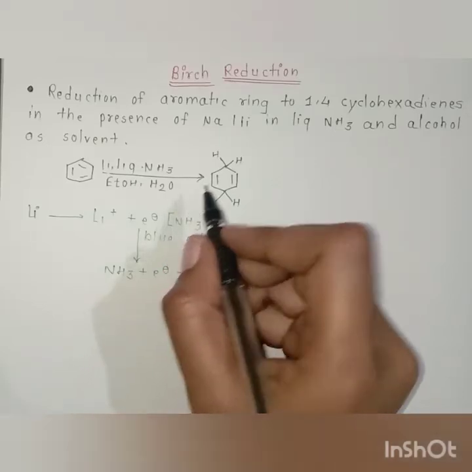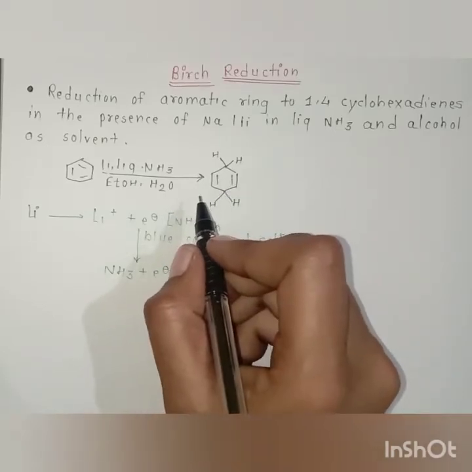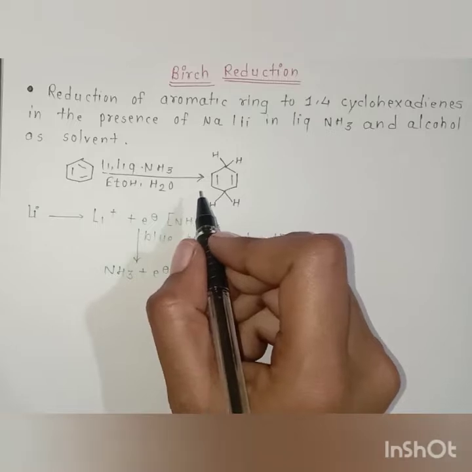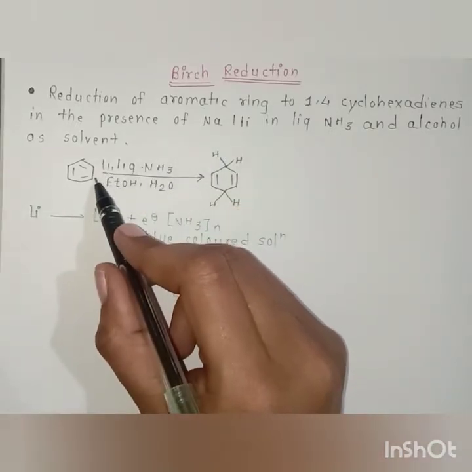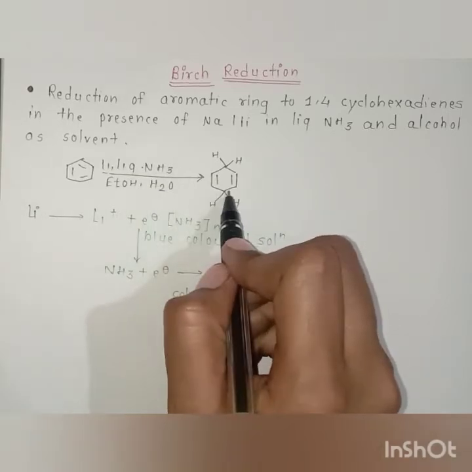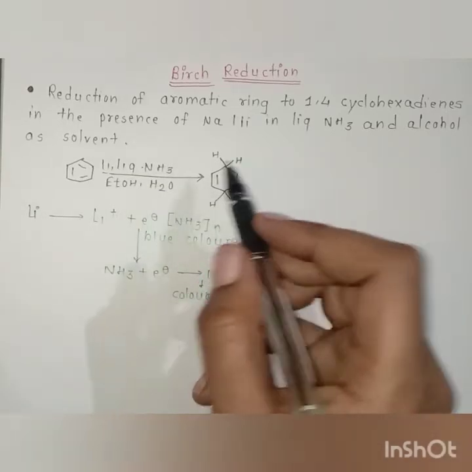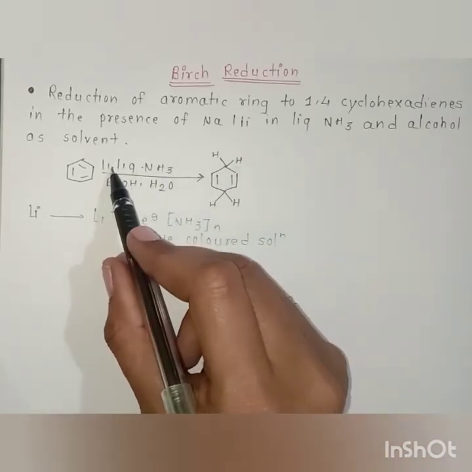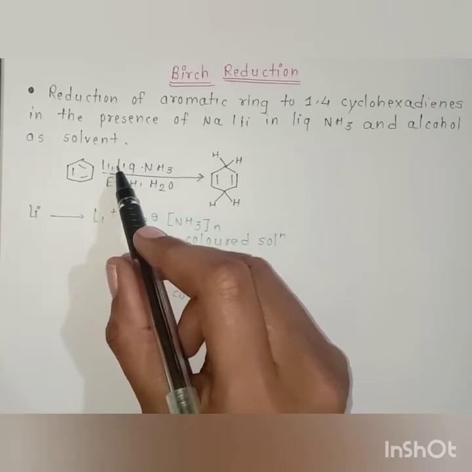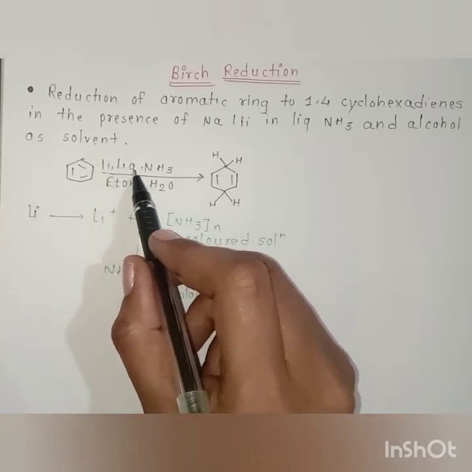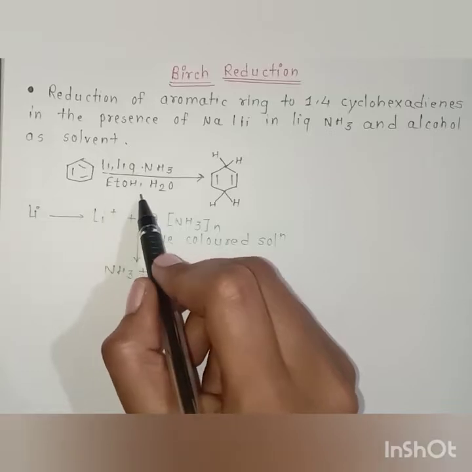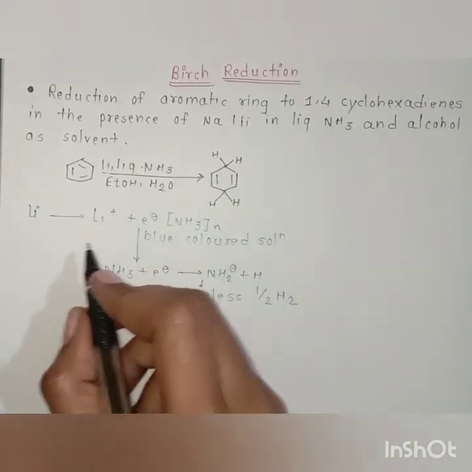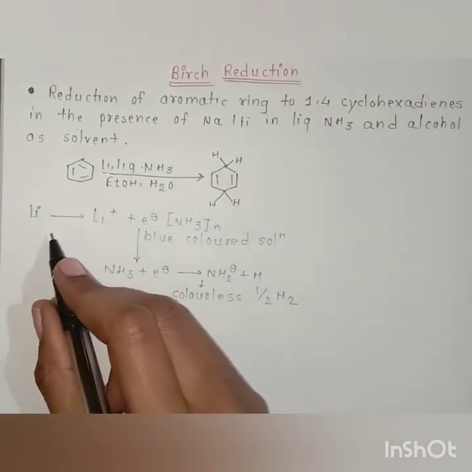Today I am going to discuss the Birch reduction. Birch reduction is nothing but the reduction of the aromatic ring to a 1,4-cyclohexadiene in the presence of sodium or lithium as metal and in liquid ammonia and ethanol as a solvent. Firstly, what happens in this reaction?